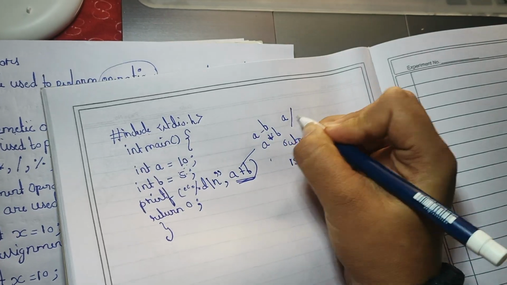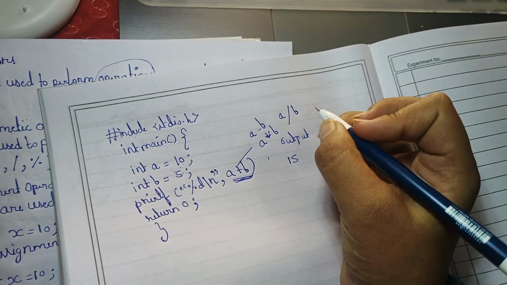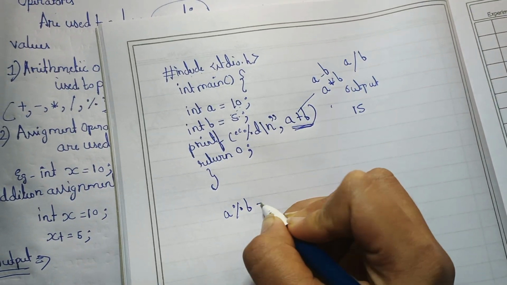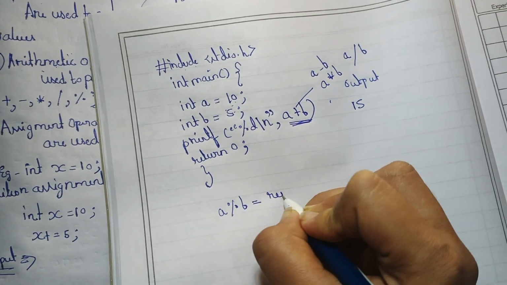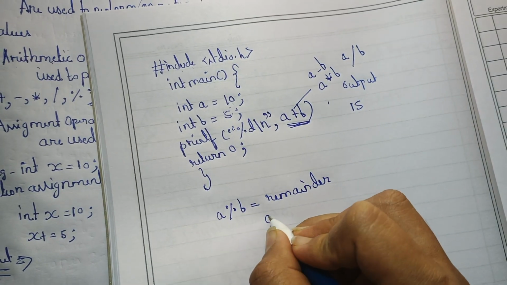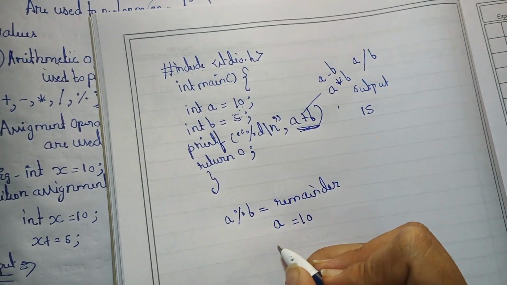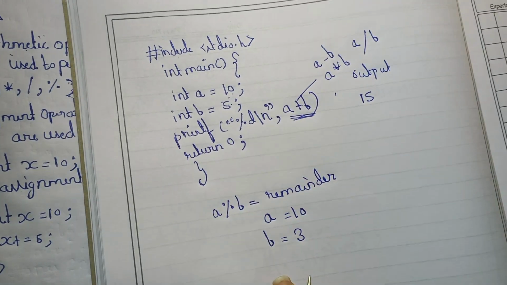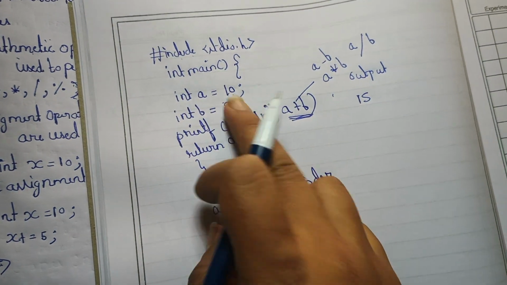The same thing, with the same values you can perform minus, that is subtraction, and multiplication and also division. And I said there is a modulus, right? A modulus b. Modulus means it's a remainder. For example, a is equal to 10 and we'll take b is equal to 3. I'll show with this example.